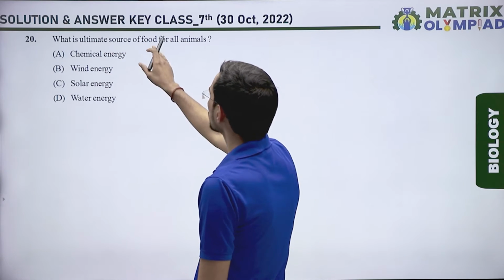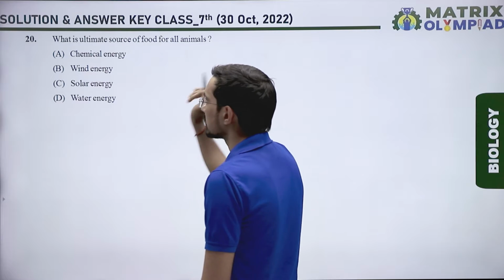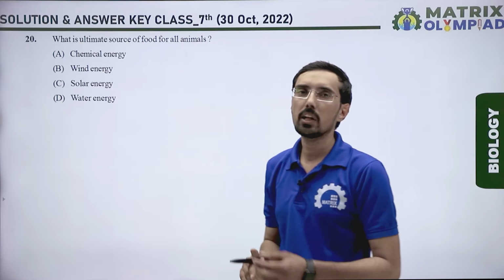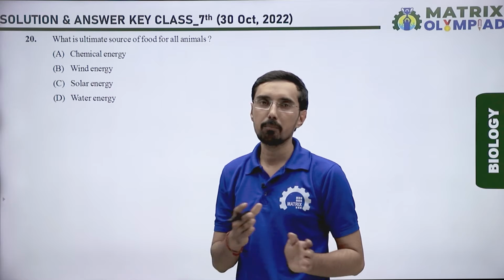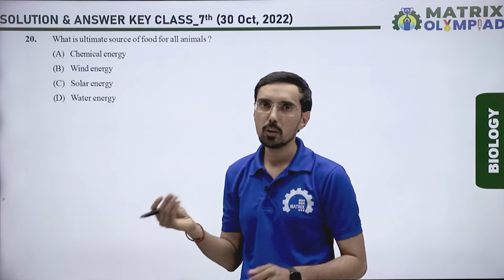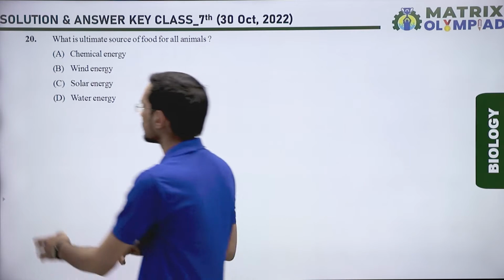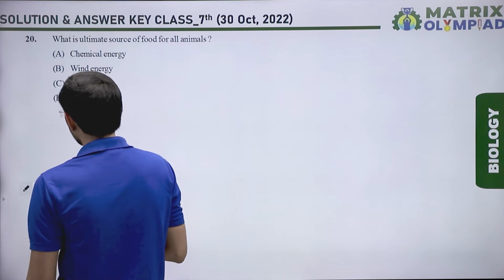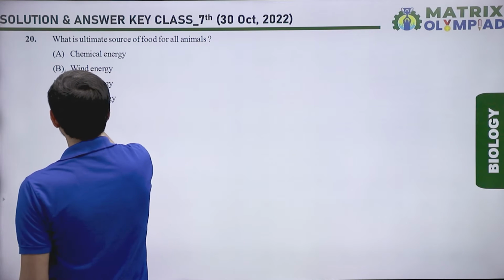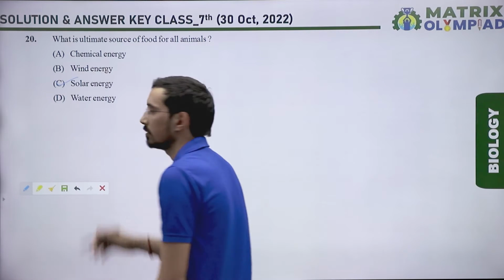What is the ultimate source of food for all animals? As we all know, solar energy is the main source for all living organisms. It can be plants, animals or microorganisms. So our correct answer will be solar energy. It is given in option C. So our correct option will be solar energy.